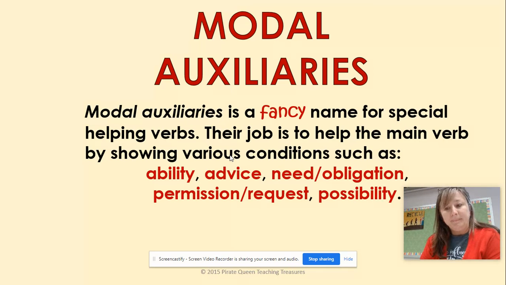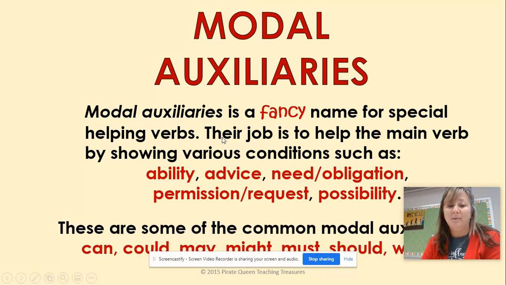So what's that mean? So ability means you're able to do something. Advice, you're giving someone advice. A need or an obligation is something that you must do. You can ask permission or grant a request or ask for or request something. Possibility is something that's possible for you to do.